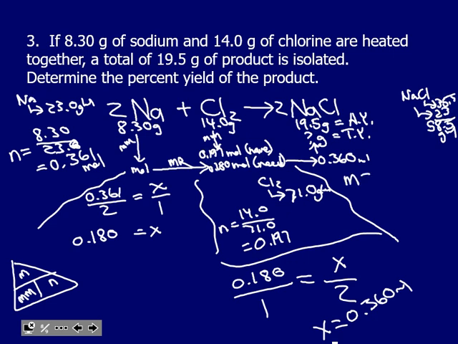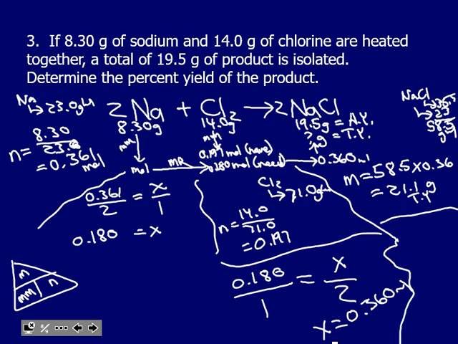Mass is molar mass times moles. There it is there. Still in my calculator. 21.1 grams NaCl. That's my theoretical yield. Oh, and I'm really getting squishy. I forgot I had to do one more calculation. Right there. Lots of room.